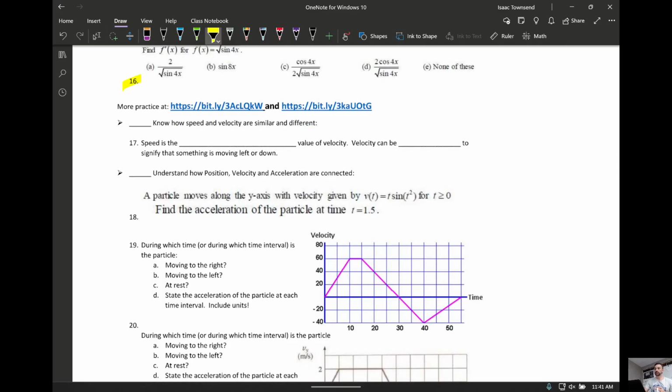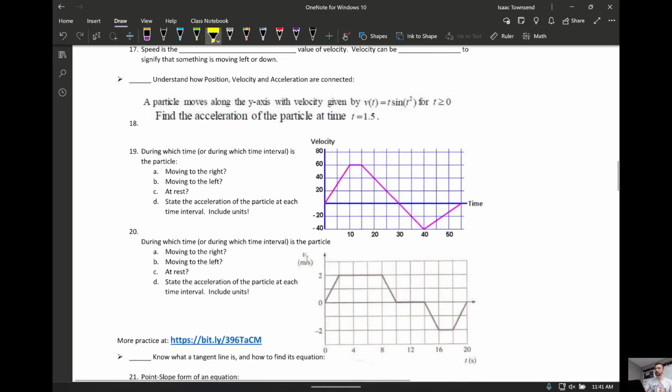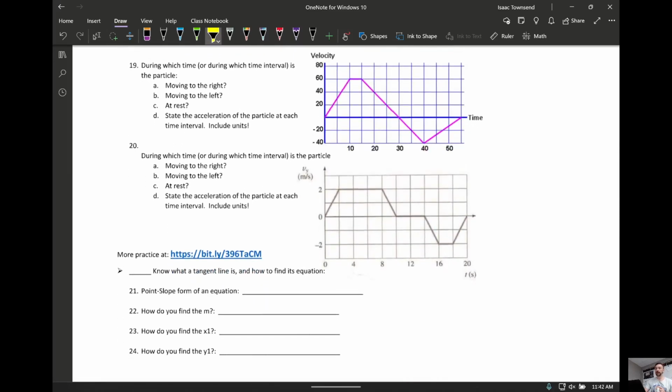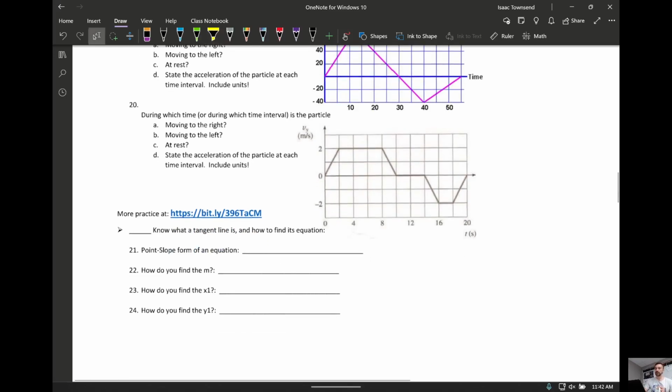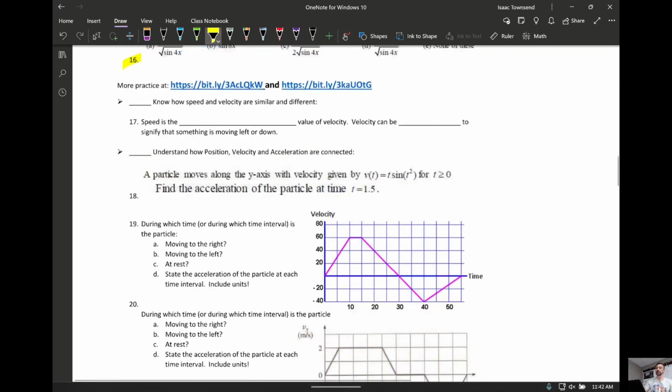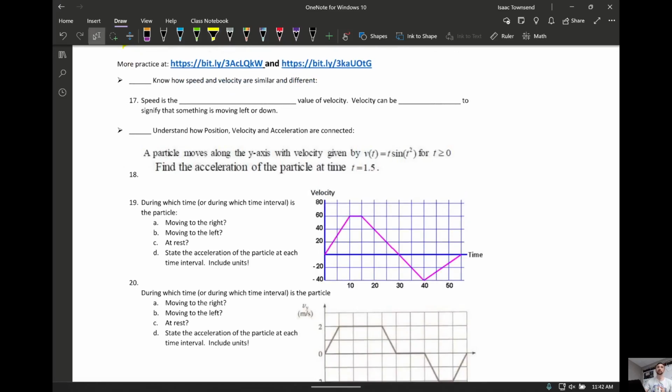Knowing the difference between speed and velocity, how they're almost the same thing, but what could be different. We did this question in our calculator earlier, but if you need me to remind you of that, we can. And then how to read a velocity graph to know when it's going left, right, at rest, and how you're supposed to use a velocity graph to know something about acceleration. And then information about writing the equation of a tangent line. So which of these things would you like a refresher on?